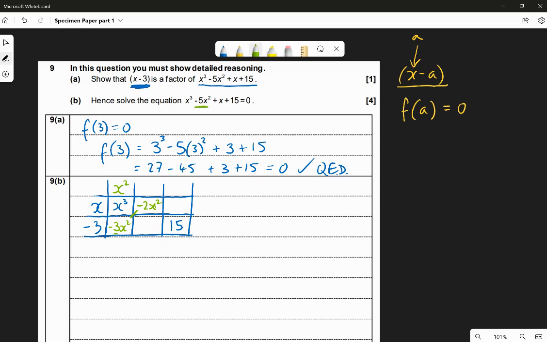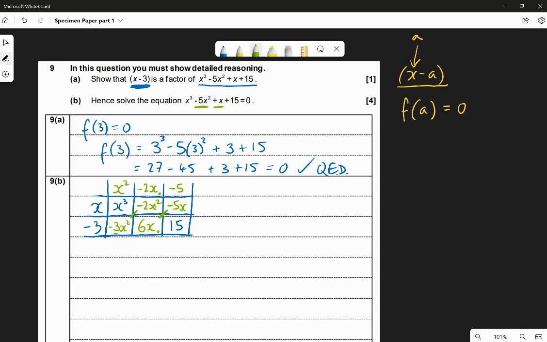And hence, I now know this part. x multiplied by what gives me minus 2x squared? Well, that would be minus 2x. So now I can fill in this part. Minus 2x times minus 3 is positive 6x. These two parts will combine to make positive 1x. I have 6x already. I have to then have a negative 5x to combine to make 1x. And hence, the final part would be minus 5.